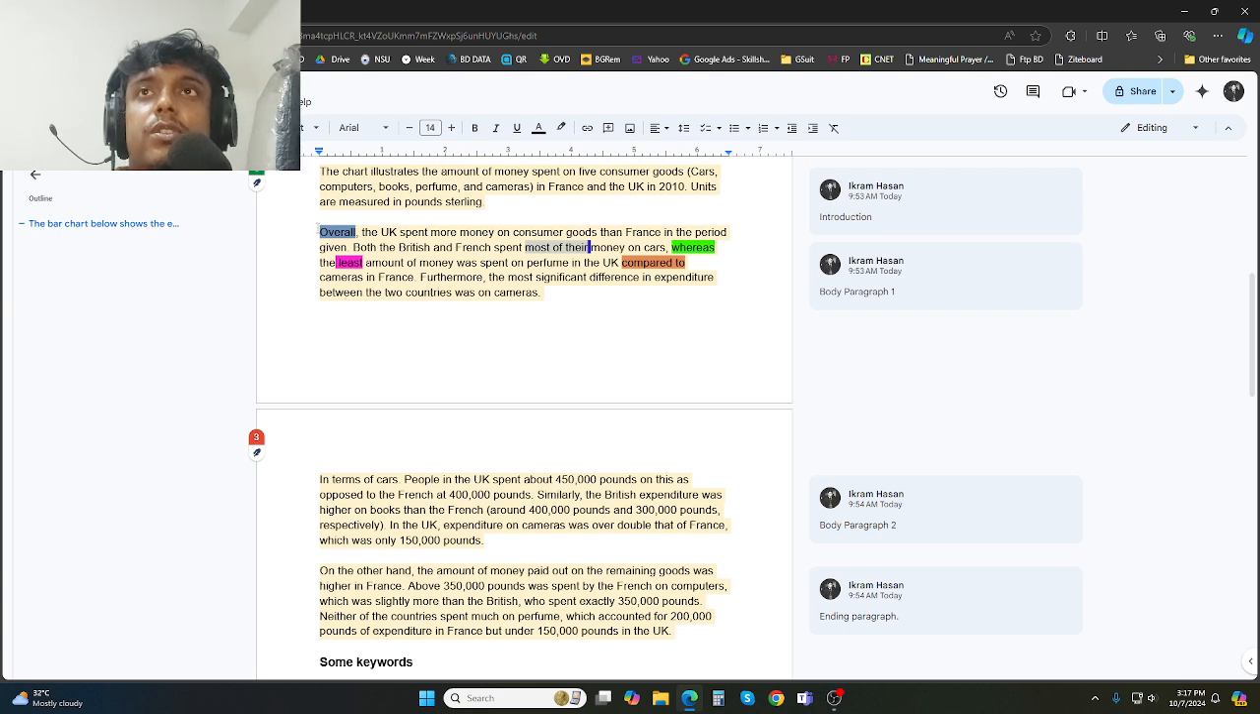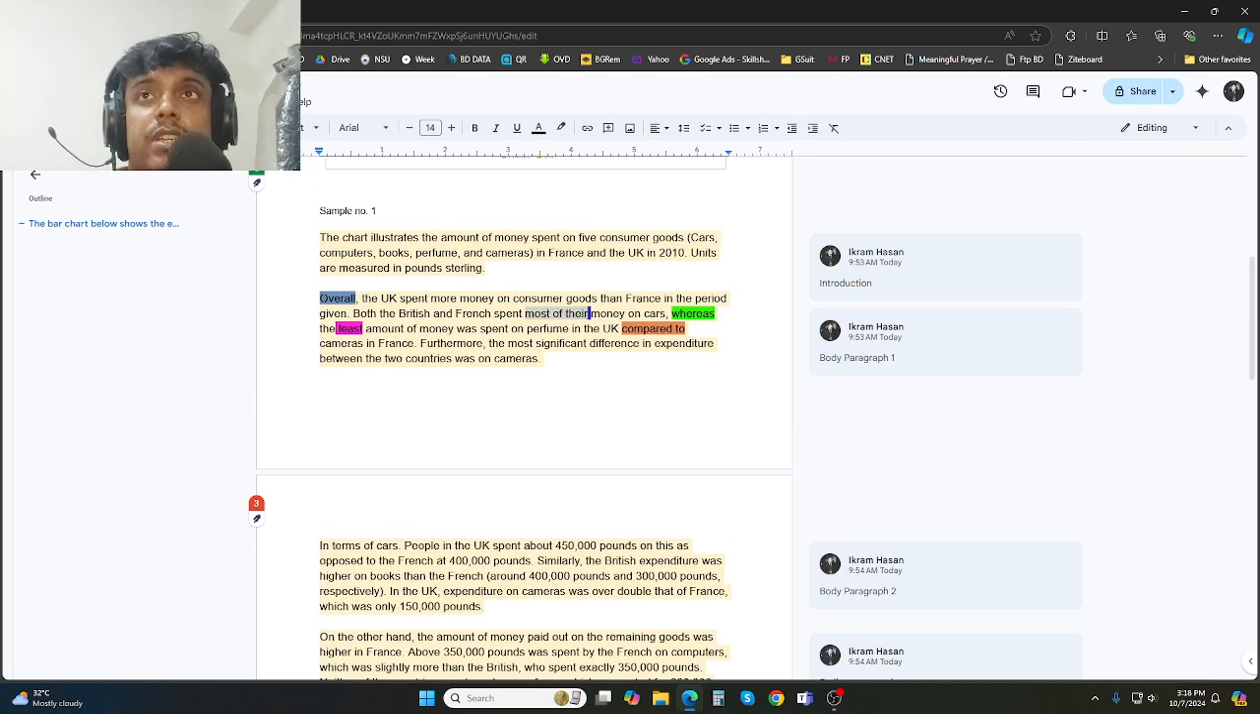So if we see here, let me go through paragraph number 1. Overall, the UK spent more money on consumer goods than France in the period given. Both the British and French spent most of their money on cars, whereas the least amount of money was spent on perfume in the UK compared to cameras in France. Furthermore, the most significant difference in expenditure between the two countries was on cameras.